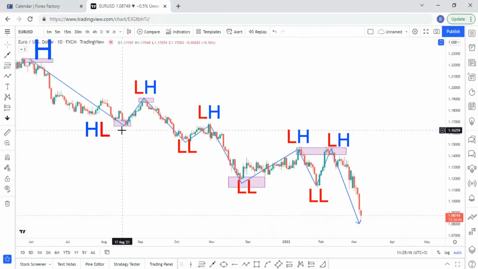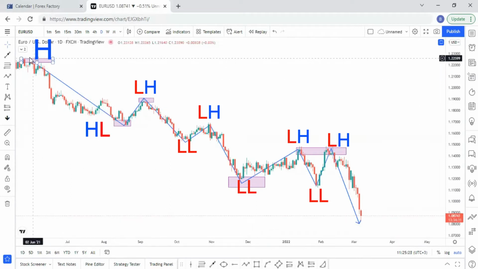So we have a low, then a lower high. It is a bit higher than the previous low, but it is lower than the previous high where the market came from. So low, lower high, lower low, lower high, lower low, lower high, like that. When the market is making such moves, you want to be selling.